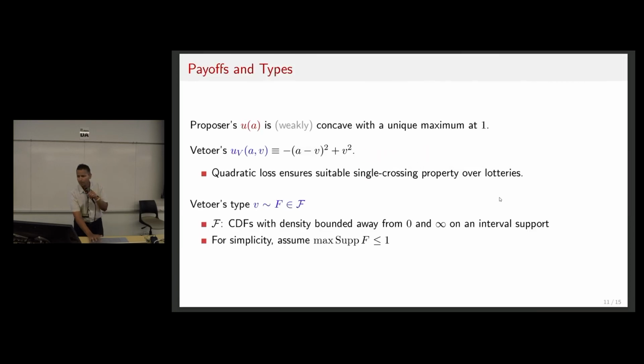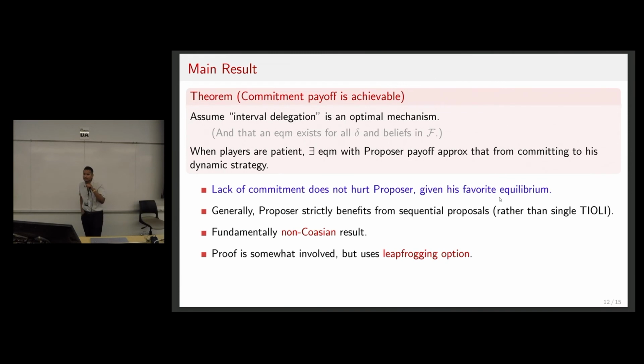So what we show in the general analysis, I'm just going to flash to our result, is that under a condition on what the optimal mechanism is, and assuming an equilibrium exists, we can show that there exists an equilibrium with the proposer obtaining the payoff that he would obtain if he were able to commit to his optimal dynamic strategy. So in some ways, the concern about whether this is the right kind of commitment is addressed. And indeed, there's nothing you could do that's better than this. This is indeed the proposer obtaining the commitment payoff.